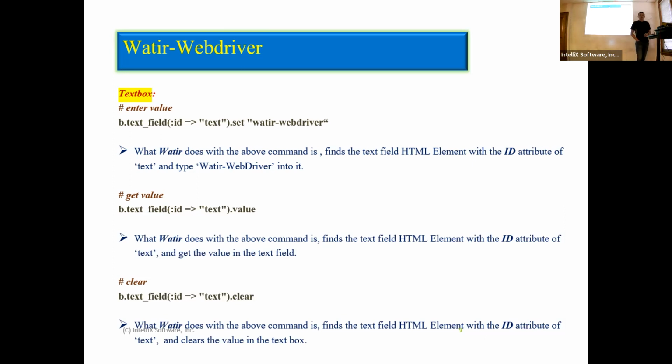Get the values, we're going to read it. There is no get. Get value, no, this is just a comment. The command is this: b dot text value. That is for reading the value.